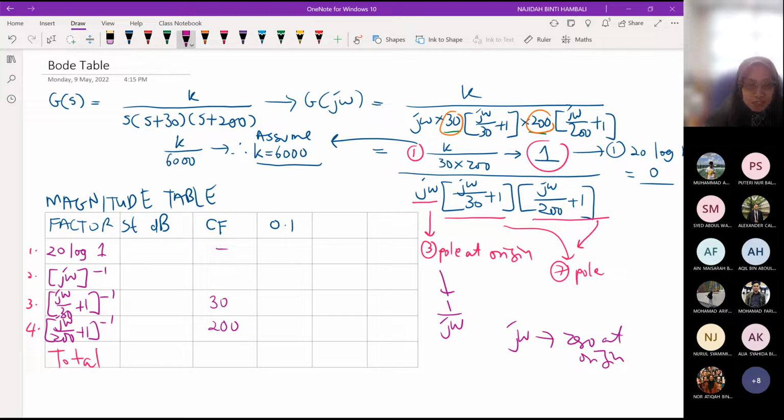What is the cutoff frequency? Corner frequency or cutoff frequency is the value of your roots. So what is the value of this root for the pole at origin? So what is the cutoff frequency?